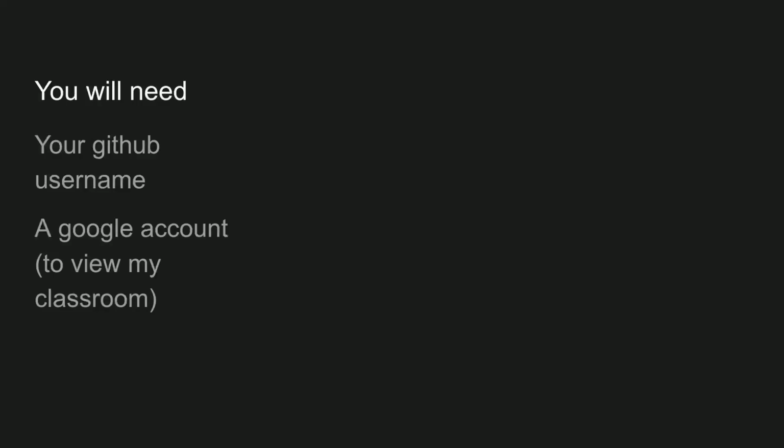So for this session, this is what you're going to need. You're going to need your GitHub username. If you're in the room and you want to learn this, you're probably going to want to be on your computers for this as well. So you're going to need your GitHub username and a Google account to view my Google Classroom. If you don't have a Google account, I unfortunately don't really have a workaround for it, so I'm sorry, but you'll have to follow along with what's happening on the screen.